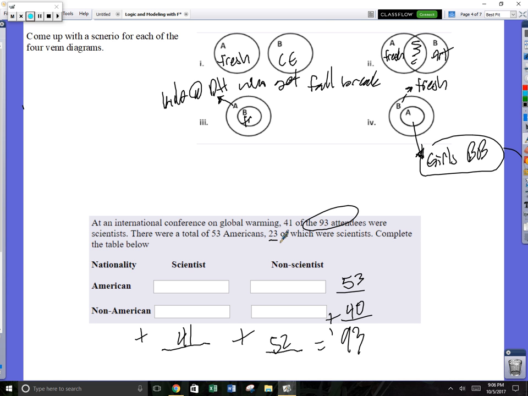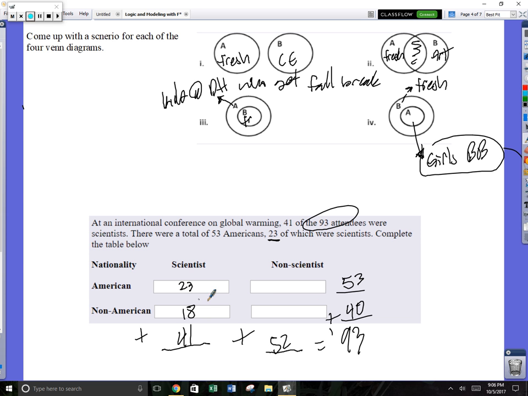Okay, now I'm going to plug this number in. So there were a total of 53 Americans. 23 of them were scientists. So I know that one. So I can fill this one in, because I know they have to add to be 41. So I'm just going to go 41 minus 23. That's got to be 18.